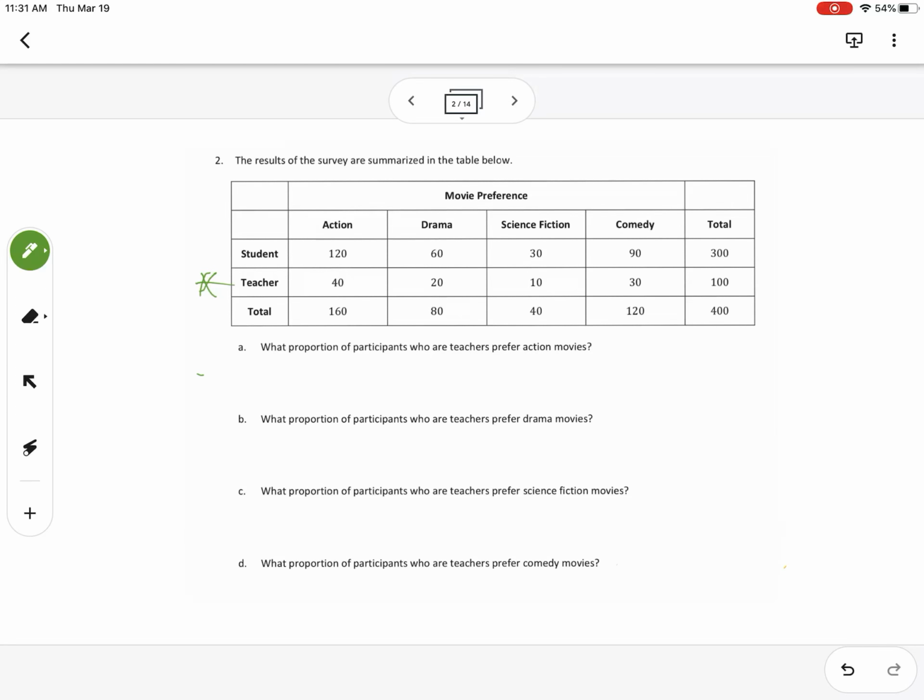When I go to calculate that, part A, let me read it exactly as worded. What proportion of participants who are teachers prefer action movies? So they're saying just look at teachers. What I would do is 40 divided by, and I'm getting 40 because it's teachers who prefer action, divided by the total number of teachers. And hopefully you're seeing in the table, there it is, 100 teachers. When I do that division, I get the proportion, what I prefer to call the frequency, of 0.40. So hit pause and calculate the frequency for the next three.